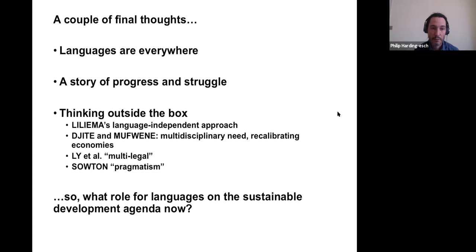So I'm thinking, for example, of Lilima's language independent approach, or Bolangite and Salikoko Mufwene calling for multidisciplinary approaches to economics and recalibrating economies, or Abdullah Lee et al.'s multi-legal approach to the monolith of the Senegalese legal system, or indeed Chris Soughton's call for pragmatism when it comes to refugee camp situations. So with those thoughts on what the role for languages in the sustainable development agenda is now, going forward, I'll pass on to Hywel for the next part.